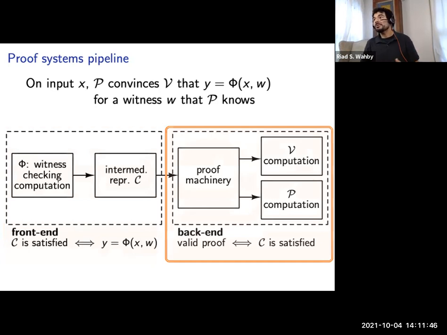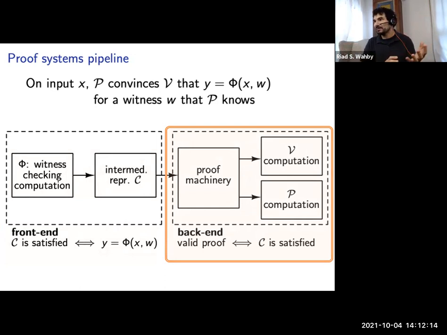In the back end, we take some proving machinery, some kind of complexity theoretic and cryptographic objects, which we'll see, to produce prover and verifier computations such that a valid proof establishes that the representation was satisfied and therefore that the program was executed correctly. So this is the basic idea here. We have a front end, we convert some stuff. We have a back end that proves satisfaction. So now we're going to take a look at each of these pieces together.